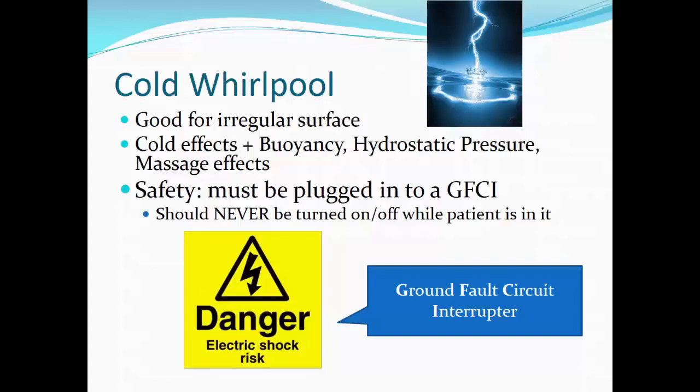If there is a discrepancy of more than 5 milliamperes, current leakage has been detected and the GFCI will stop the flow of electricity. Ground fault circuit interrupters must be distinguished from standard circuit breakers. Although GFCIs stop the current flow at a very low amperage, standard circuit breakers require a much larger discrepancy, up to 25 amps, to be activated.